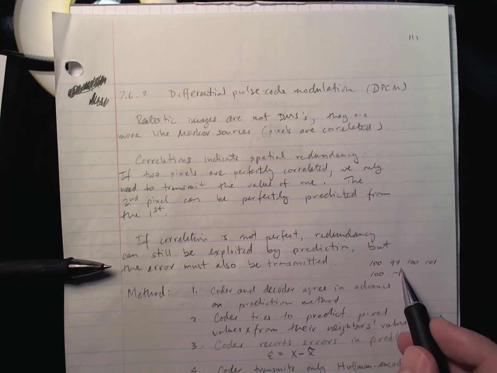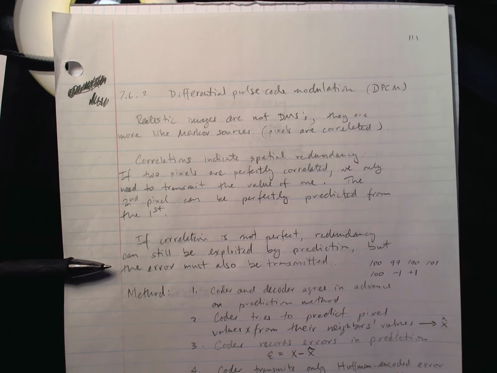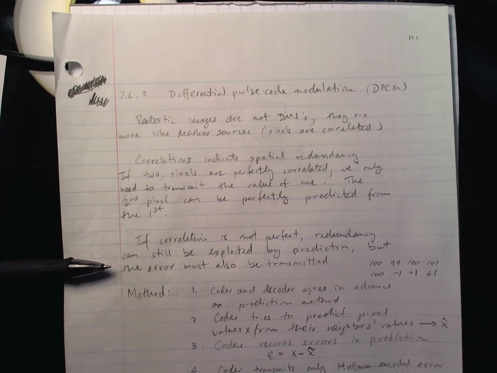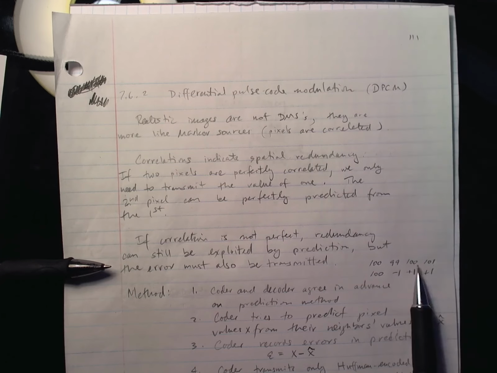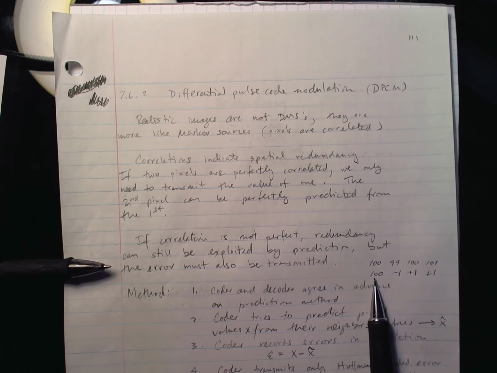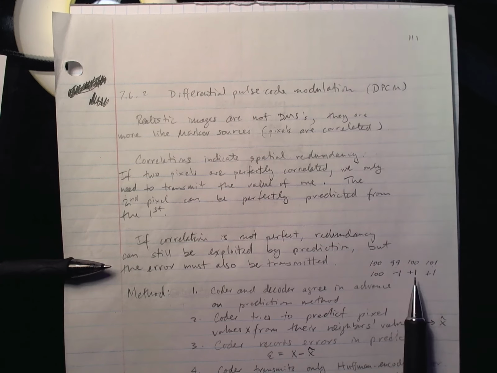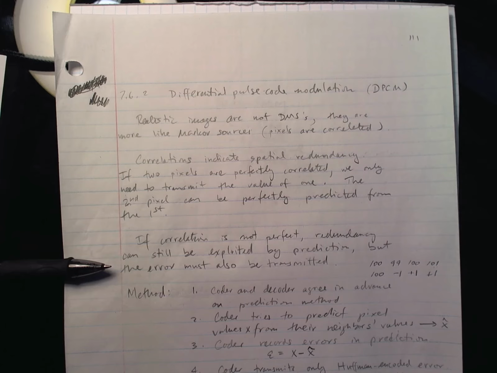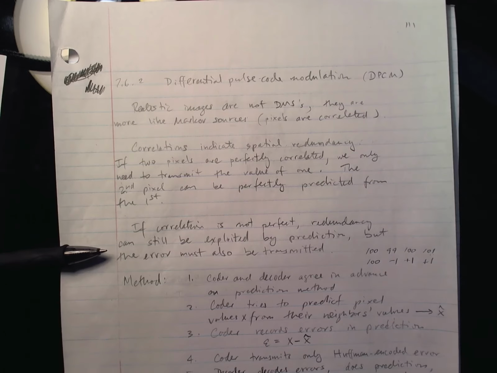So I would have to tell you minus 1. And then if you use 99 as the guess for 100, I would have to tell you you're off by 1. And then if you used 100 as the guess for this one, I would again tell you you're off by 1. So rather than sending you a series of fairly large numbers which take up a lot of storage, I would send you one large number and then a series of small numbers that simply represent the difference.